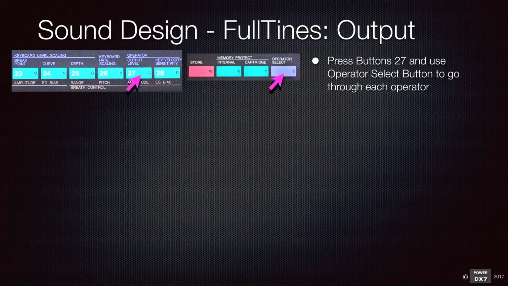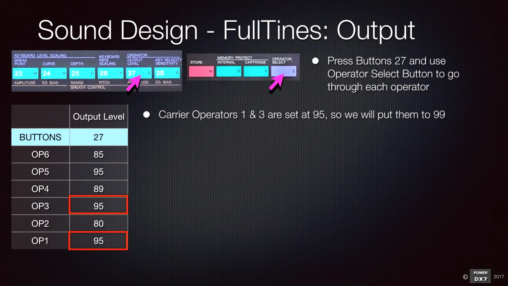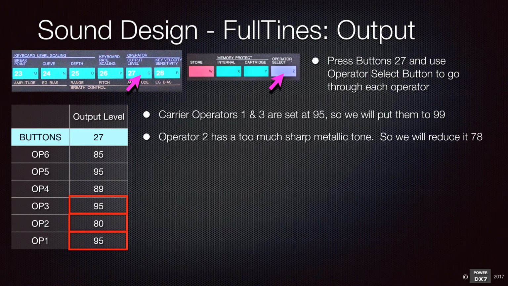Now we will change output level. Press button 27 and use the operator select button to go through each operator. You will notice that carrier operators 1 and 3 are set at 95, which is slightly lower. So we will put them to 99. As we adjusted operator 1 output level to 99, operator 2 is producing too much sharp metallic tone. We will reduce operator 2 output level slightly to 78.